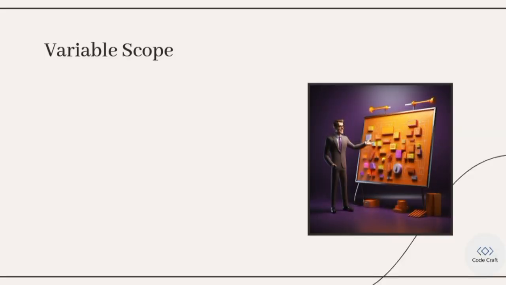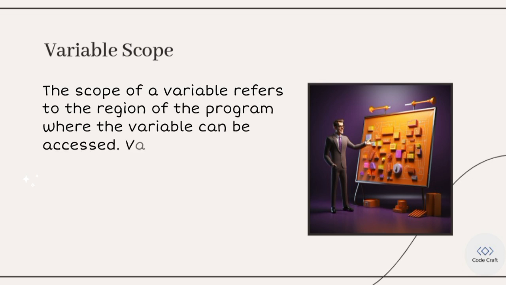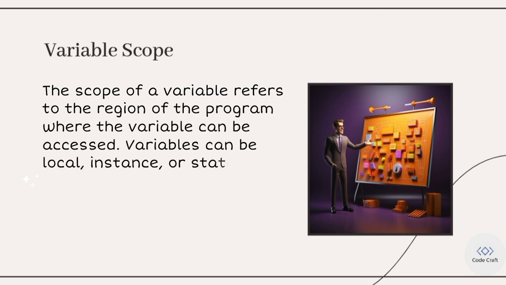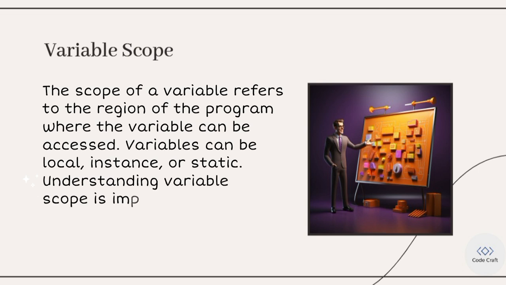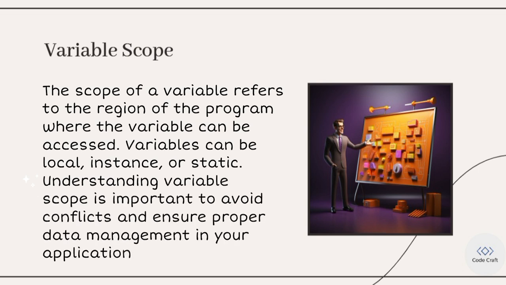Variable scope. The scope of a variable refers to the region of the program where the variable can be accessed. Variables can be local, instance, or static. Understanding variable scope is important to avoid conflicts and ensure proper data management in your applications.